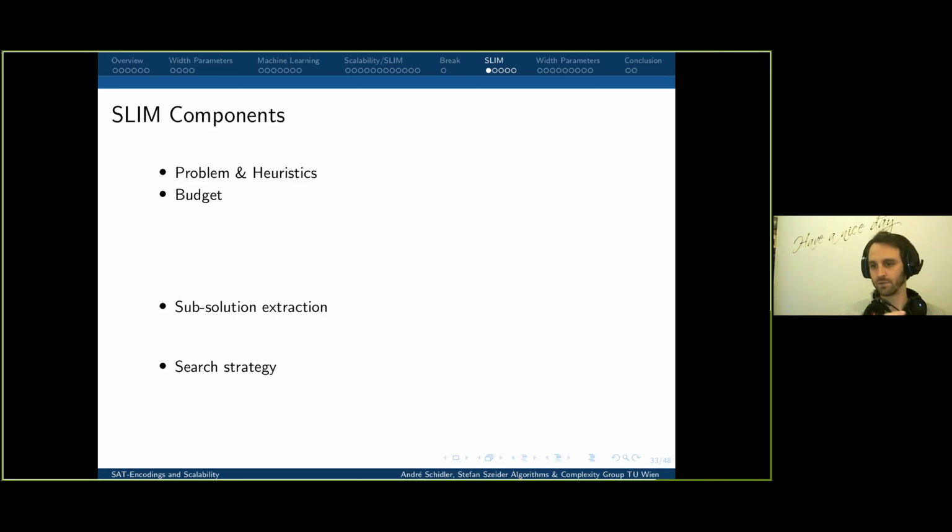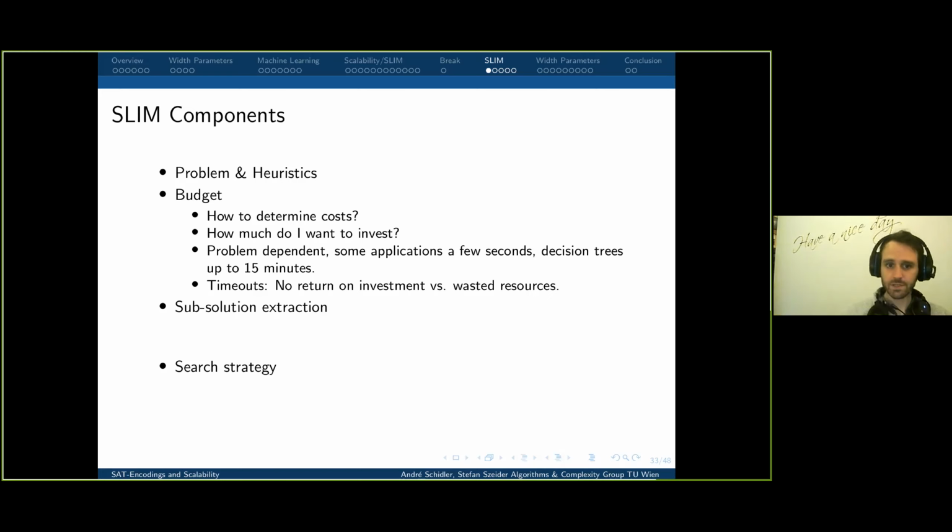You need some way to search through this, because especially for large decision trees, you usually won't get through all the options you have. You have to have some way of searching such that you go for the biggest benefit first. So for the budget, the first question you always struggle with is: how do you actually determine the cost?